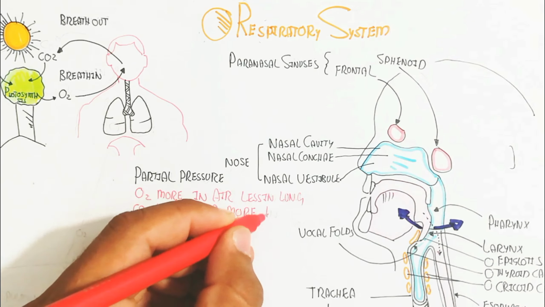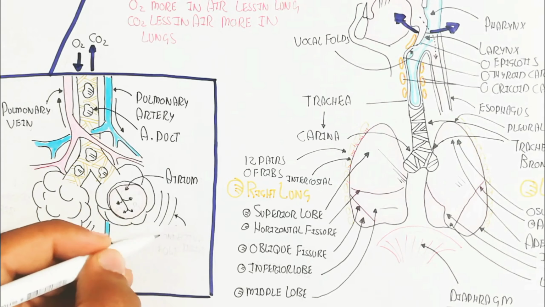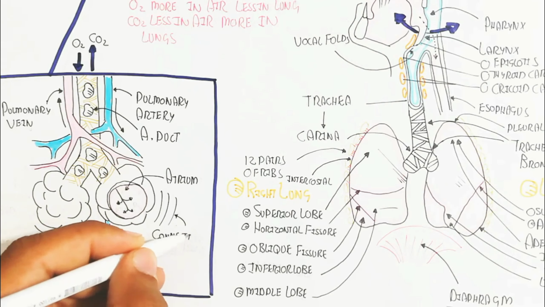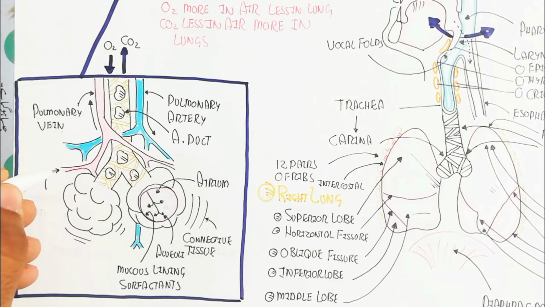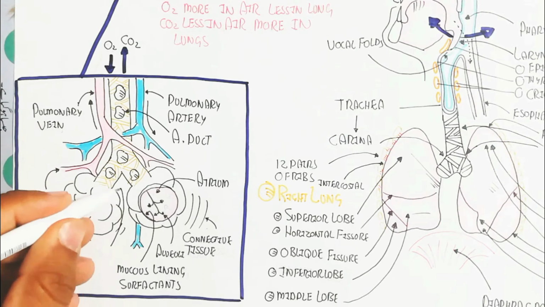Let's understand the alveoli. This is the basic structural and functional unit, further divided into air sacs. This is the pulmonary vein, which contains oxygenated blood, and the pulmonary artery contains deoxygenated blood, opposite to the rest of the circulatory system. This is the atrium, and this is the connective tissue, and inside the alveoli is the mucus lining or surfactant. On the other hand, this is the capillary bed surrounding the alveoli for oxygenation and deoxygenation. On the other hand, the mucus gland.